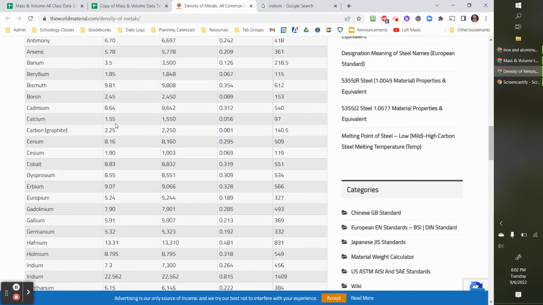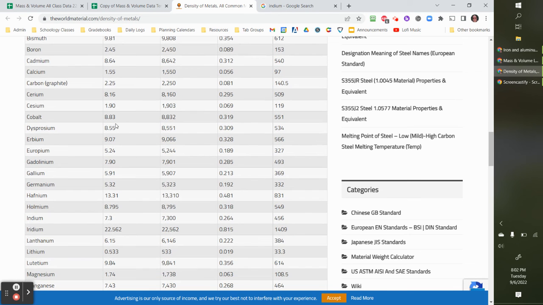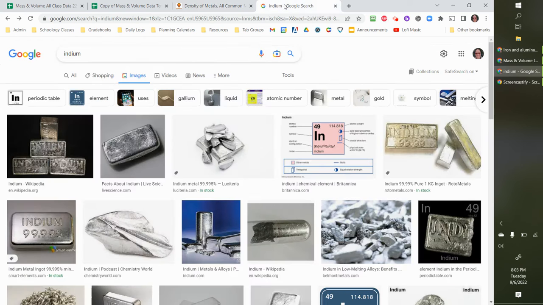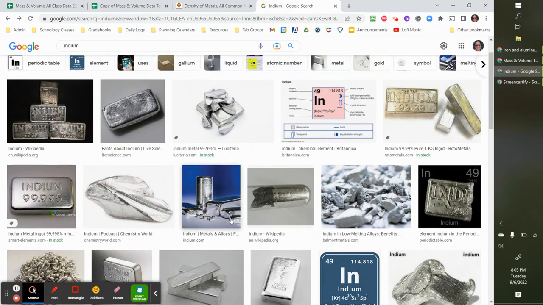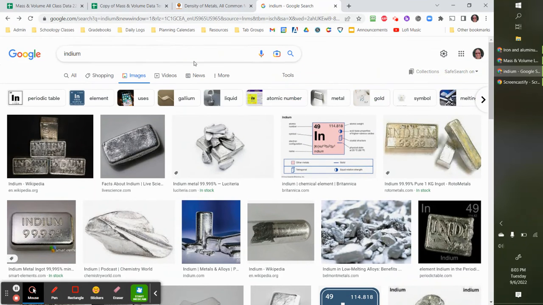And I keep going down. So the one that seemed like maybe it could be is indium, because I don't know what indium looks like, so I Googled it. And indium's also pretty shiny. So I thought, well, it was a dark gray metal, not a shiny silver metal.